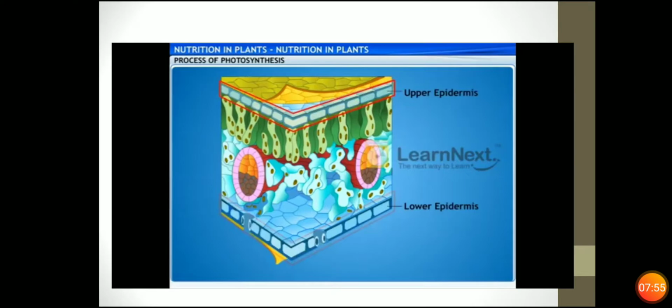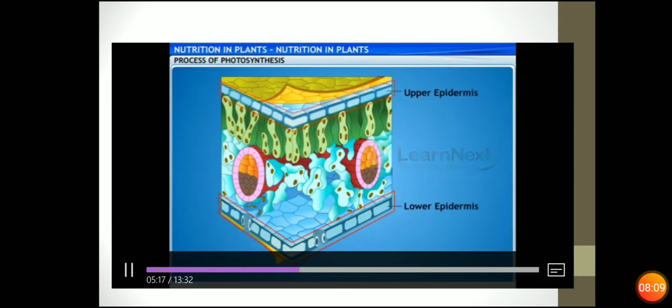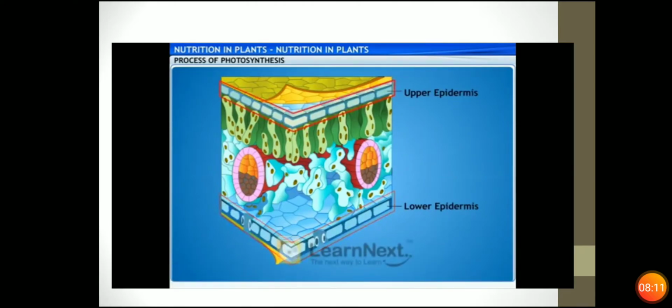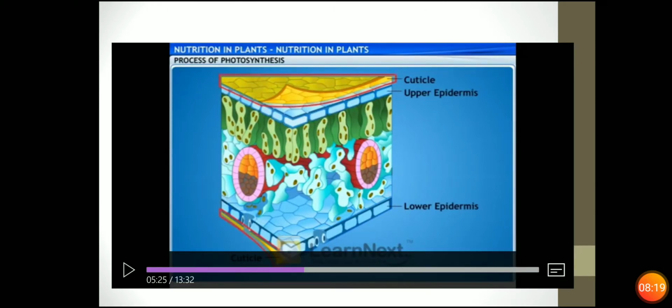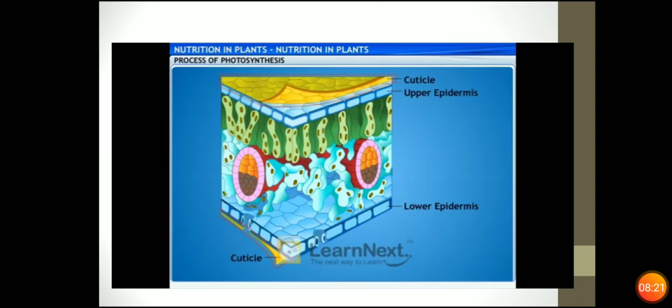Epidermis is similar to your skin. Upper, which is visible, and lower, which cannot be seen. In between we have some cellular arrangement which helps in making of food. The upper and lower epidermis are protected by a thin layer of cuticle. Now what is cuticle? Cuticle is a waxy coating which does not allow water to stay on it.